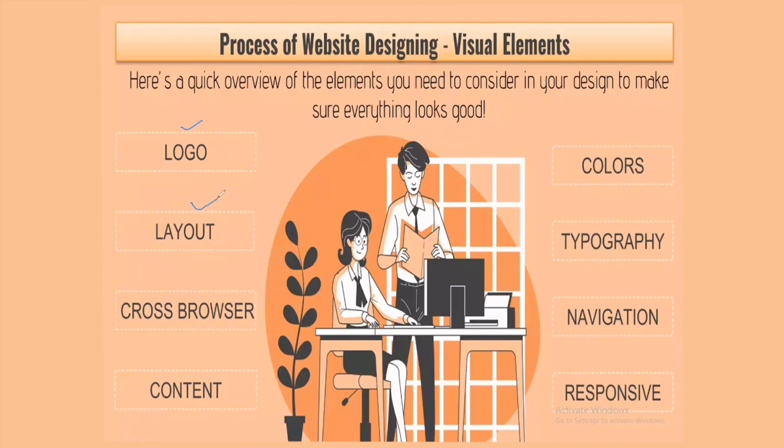Next, layout in the sense of the structure. Next, cross browser in the sense of in which browser it is user friendly, like there is Chrome browser, Firefox, and multiple browsers. We need to check that. And content in the sense of whether our information is rendering on the web page or not, we need to check. Next, colors we apply through CSS, and through color combinations, how we can change them and apply multiple colors.